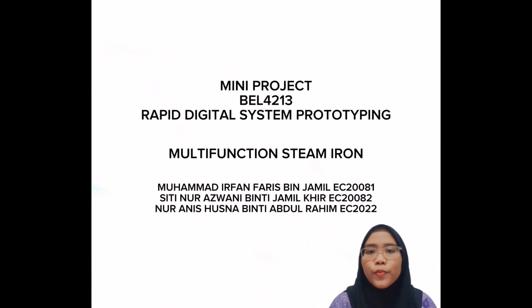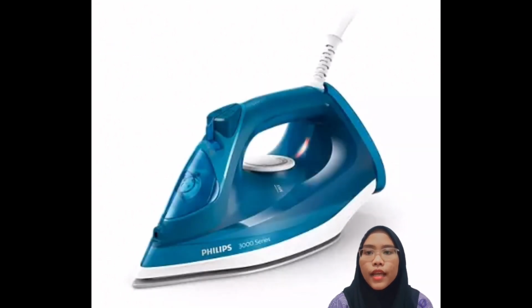Today, we are going to present our mini project of the finite state machine on the multifunction steam iron system. In this project, the FSM of the multifunction steam iron was modeled based on the Philips 3000 series iron model. This model has two major functions, which are the iron heating and the steaming function.